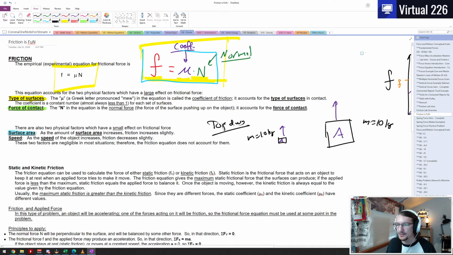Notice how an area doesn't pop up in the friction equation. It's just types of surfaces, mu, and then the normal force. So while surface area is a thing, it doesn't really matter for us.